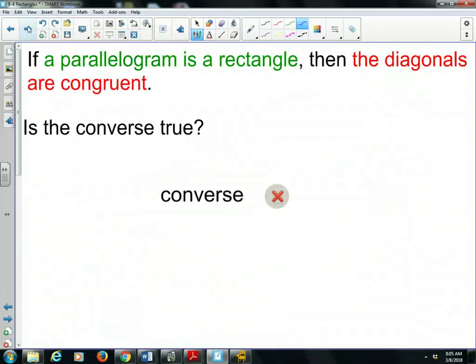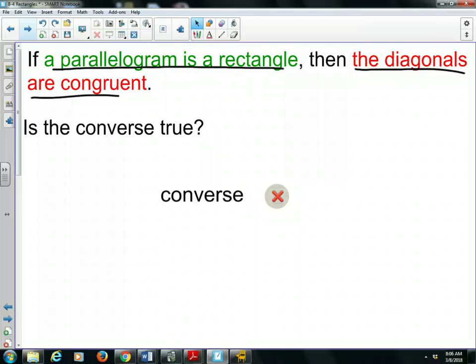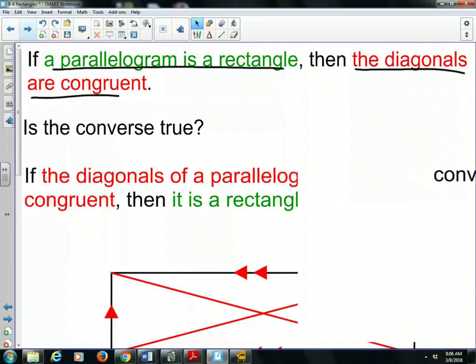So now taking a look at the converse of the diagonal property. We said earlier on in the notes that if a parallelogram is a rectangle, then the diagonals are congruent. Now let's bring this to the front and this to the back. That's what the converse is saying. So here's the converse.